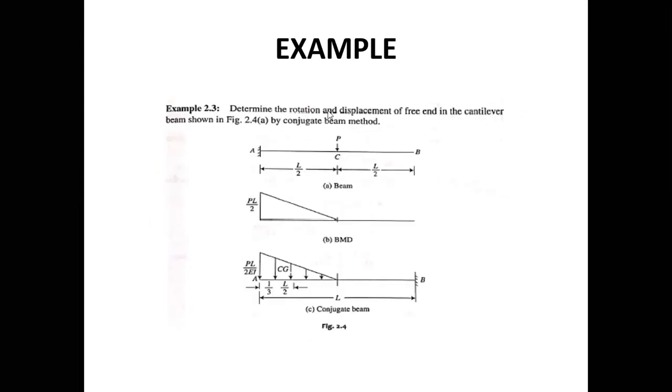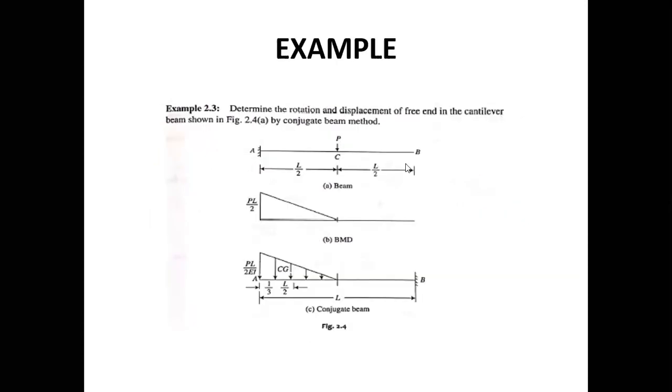Again, we need to determine the rotation and displacement of the free end. So rotation and displacement of the free end means we need to calculate the rotation theta B. Also, we need to calculate delta B, that is the deflection at the free end. So again, the conjugate beam theorem says theta B will be equal to shear force in the conjugate beam at B.